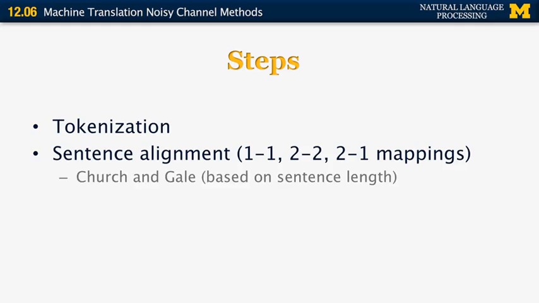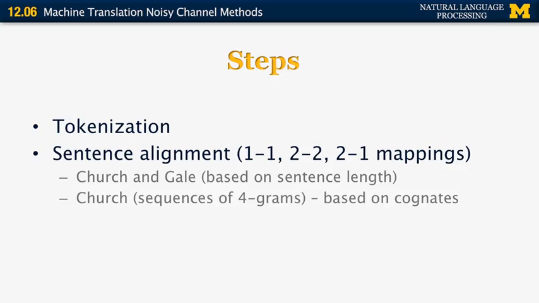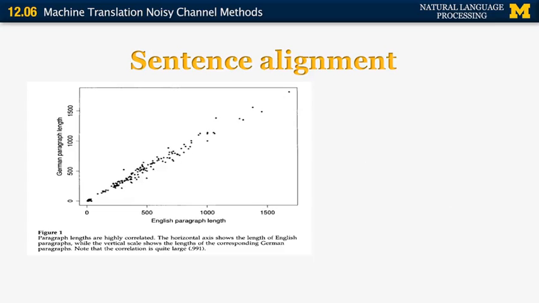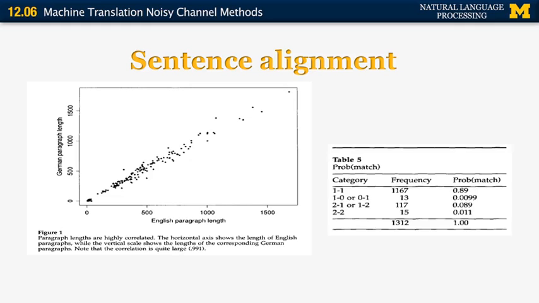So the method that was used first on this problem was by Church and Gale, and it was based on sentence length. So they look at sequences of cognates between the languages. This especially works for languages like French and English. And this is the kind of alignments that they get. So they look at the paragraph length in English and the paragraph length in German. And you can see that the paragraph lengths are highly correlated. The scatter plot diagram shows you that very easily.